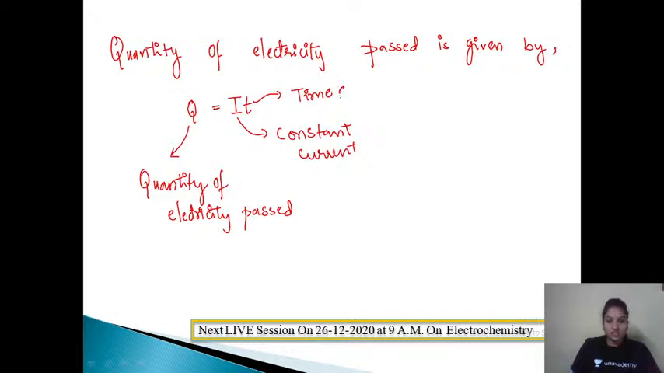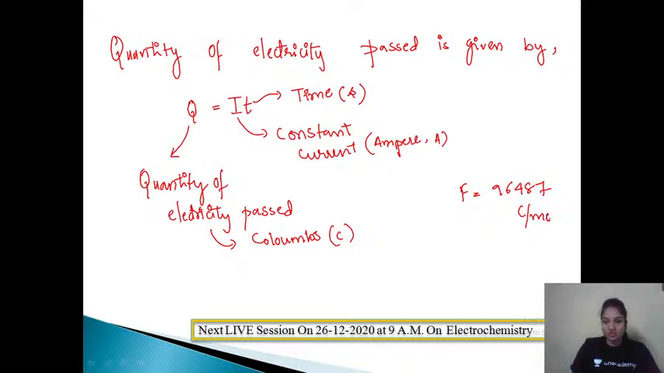Now what are the different units here? Time should always be in seconds, and current should be in amperes, represented by A. And Q, the quantity of electricity passed, is in coulombs, which is also represented by C. So this is the formula to calculate the quantity of electricity that has been passed. Here Faraday's constant will also be required sometimes. That is 96487 coulombs per mole. So you already know this value of Faraday.